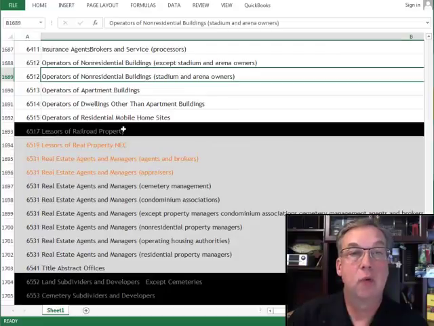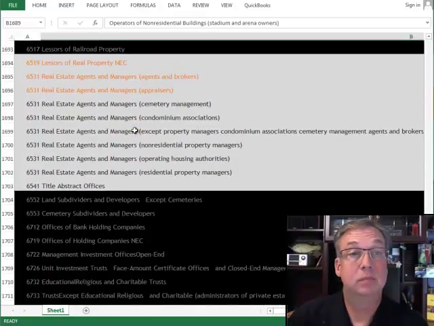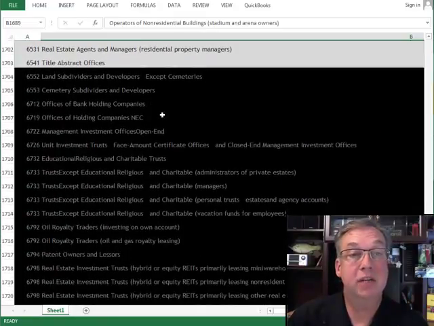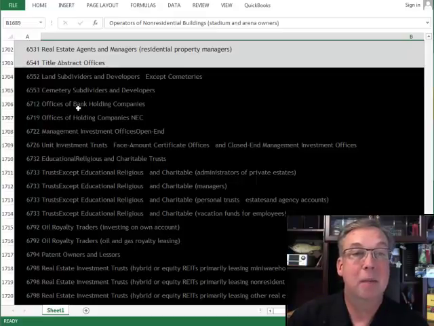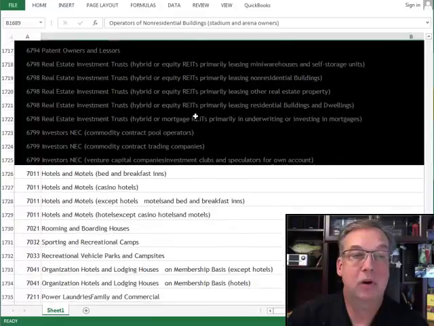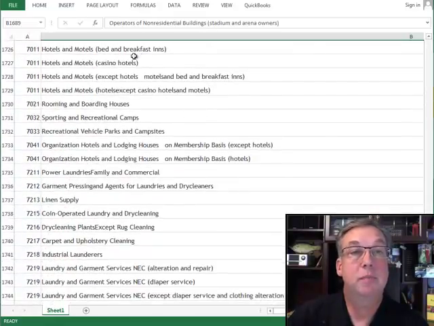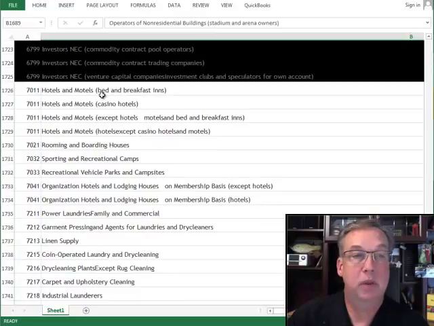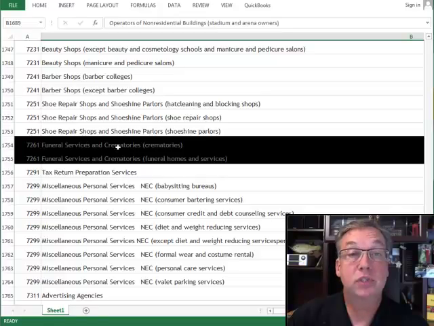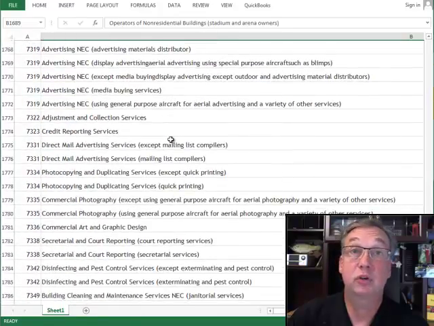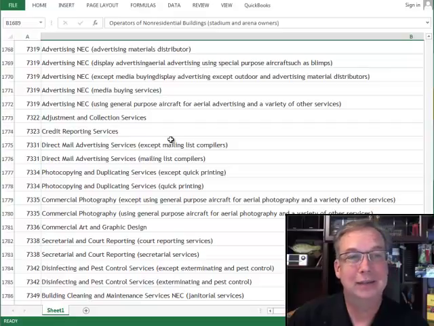Lessors of railroad property. If you want to rent some railroad property, they're probably not our customer. We've got a couple marked in other colors. We did just for highlighting. Land subdividers and developers, except for cemeteries. Cemetery subdividers and developers. Bank holding companies, not our typical customer. Hotels, motels, and bed and breakfasts, not our typical customer, but we've still got them in this scenario that we were talking about. Funeral homes and cemeteries, don't think I've ever sold to a funeral home. They don't do much marketing. People are just dying to get in there.